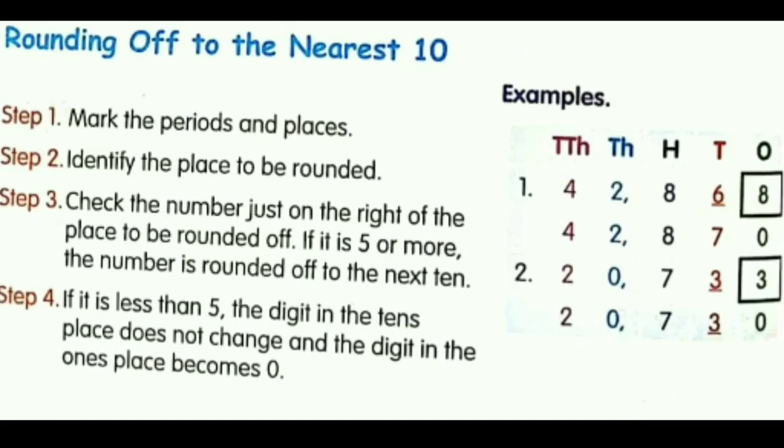After that, now we have to check the number on the right side of the place to be rounded off. Like if we want to round off to nearest tens, we just need to check the ones place. Now if the ones place is 5 or more, then it will be rounded off to the next 10, and if the ones place is less than 5, then it will become 0 and the tens place will remain the same.